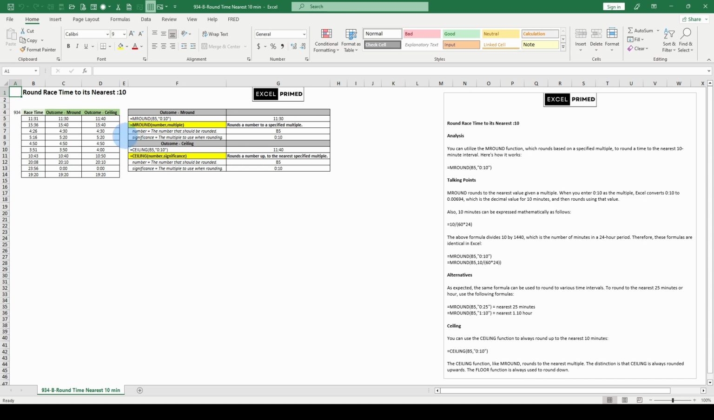Yes. Take a look. Round race time to nearest 10 minutes. Okay, so we have race time. Think of these as numbers. So 11:31 will round to 11:30.